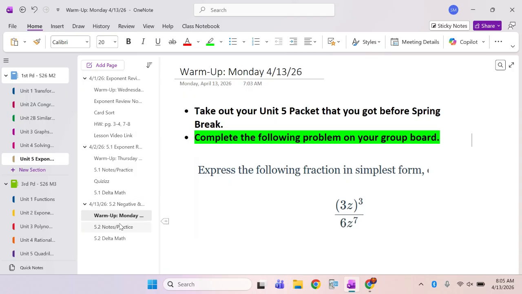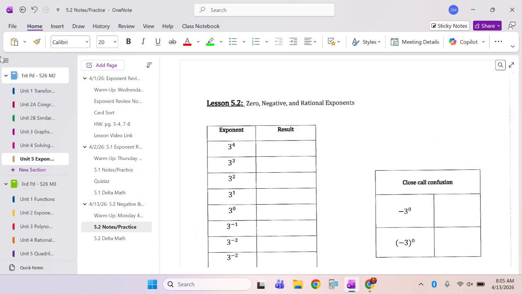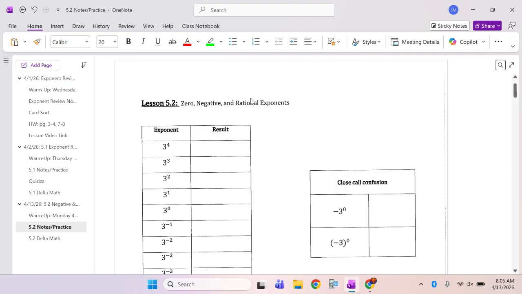All right, so on page 7 of your packets.